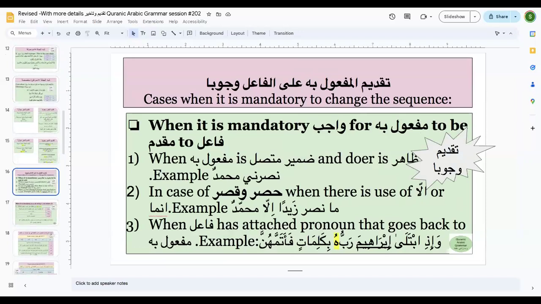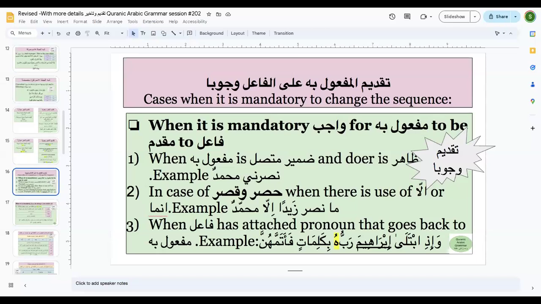So, what is the reason for your maf'ul bihi to be before your fail? This is what I want you to review with me. In the first case, you are going to see your maf'ul bihi before your fail when the maf'ul bihi is a damir and it is attached to the fail. When there is a damir as a maf'ul bihi, like in here, nasarani Muhammadun, Muhammad helped me. Since Yaul Mutakallim is attached to the fail, it is wajib for the maf'ul bihi to be before the fail.